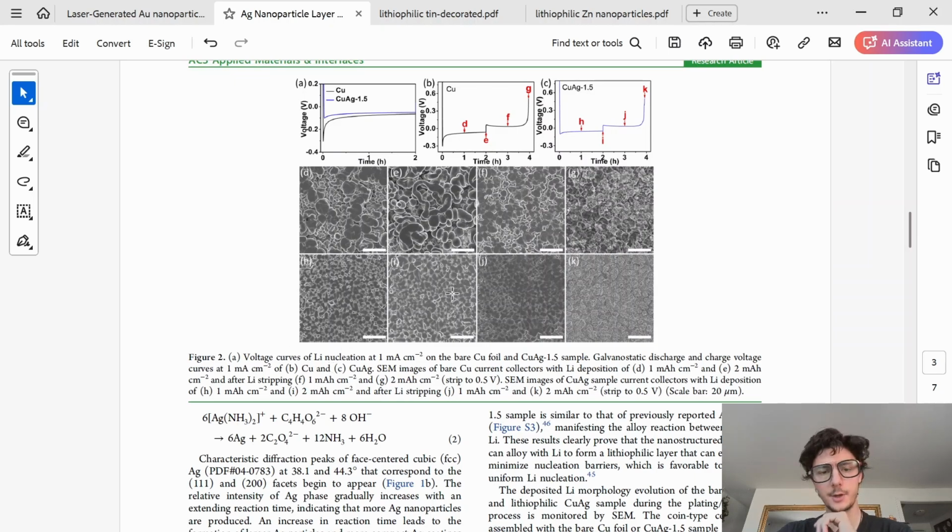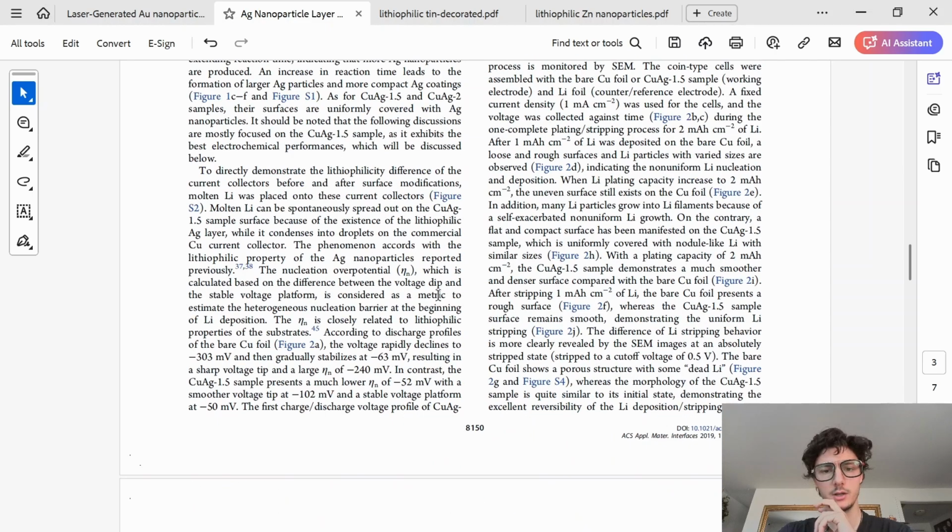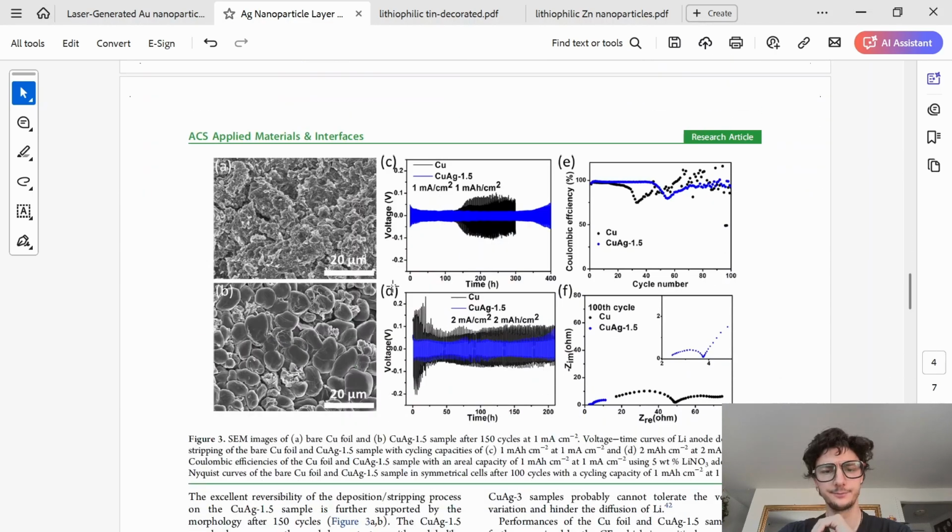Yeah, it looks good. I'm not going to look at this too much. This is the results section. Let's take a look. SEM images of A, bare copper foil, B, copper with the silver nanoparticles, 1.5 minute sample. You can see it looks very, very different. Why does it look different? I don't know. Samples after 150 cycles. So this is after they cycle the battery, they look at the copper and they see this, and they look at the copper with the silver added onto it, and it looks like this.